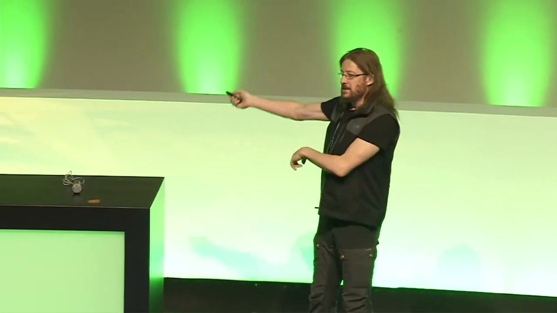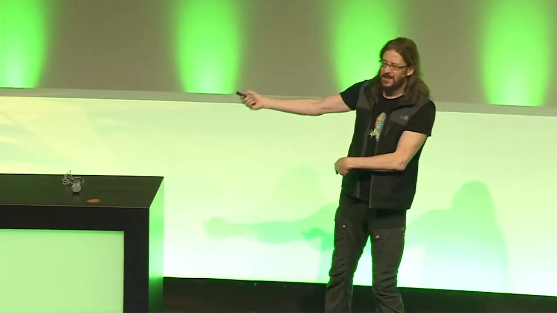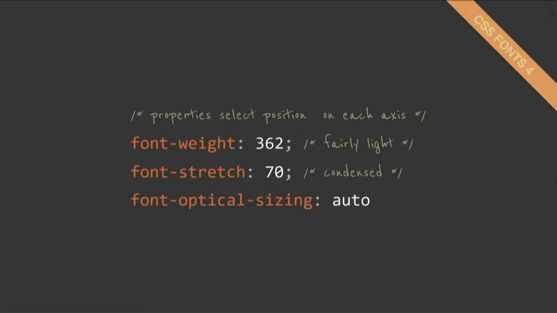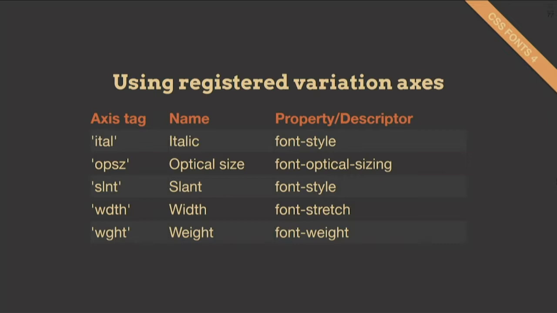And font optical sizing, we just simplified this down to auto, which means you can either have auto or off, right? Because you shouldn't have to say, my font size is this and my optical size is the same as the font size, because it's pointless. You're putting the same number twice. So now we can use them like this. Both properties and descriptors with these common names, and apart from font optical sizing, you're used to these already.